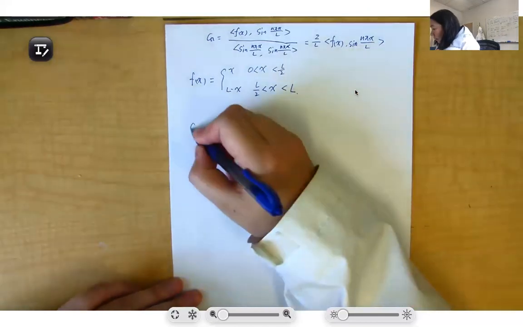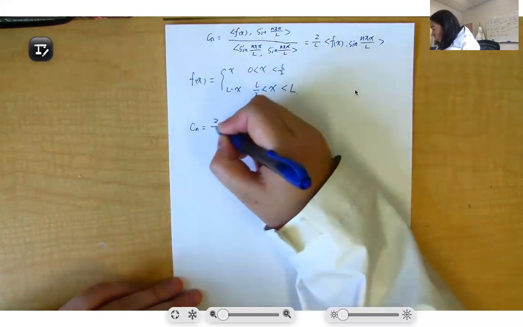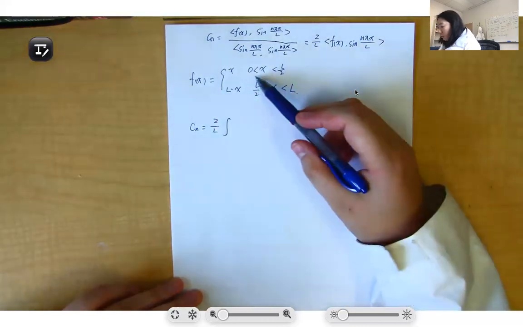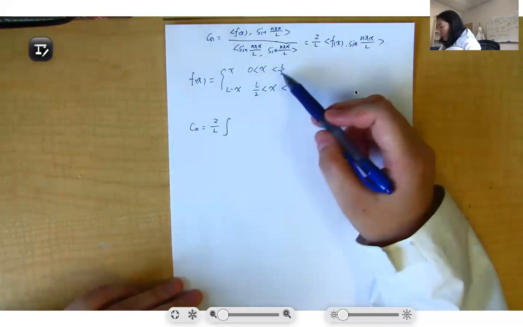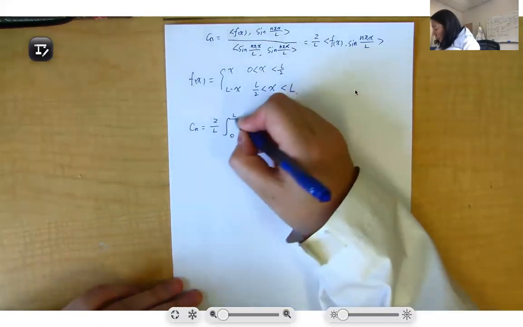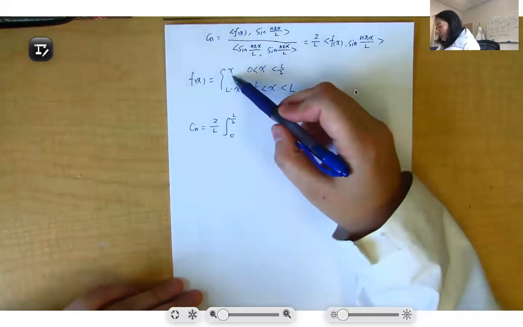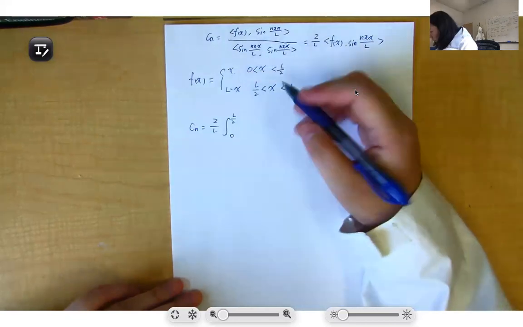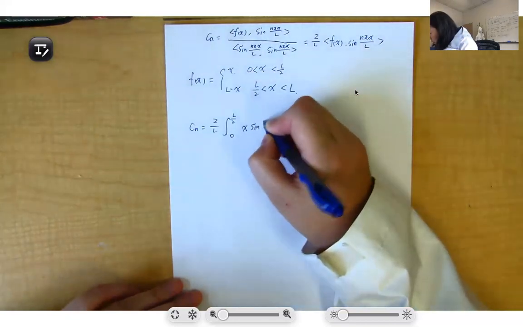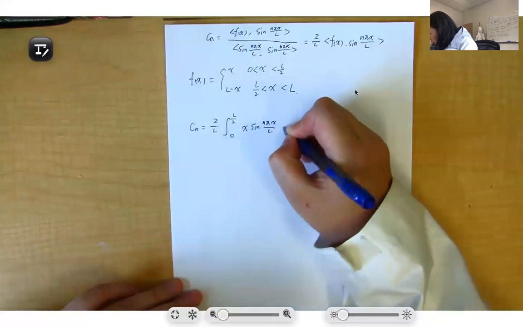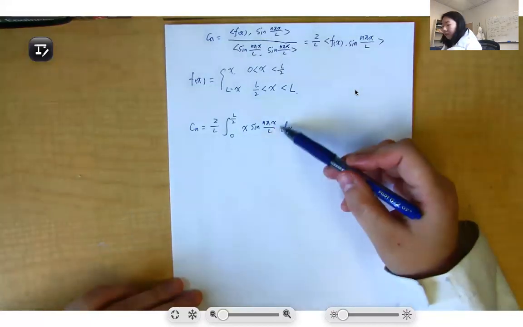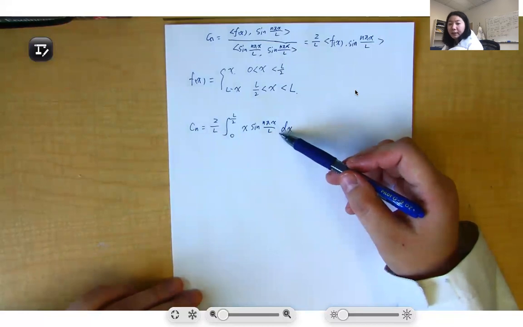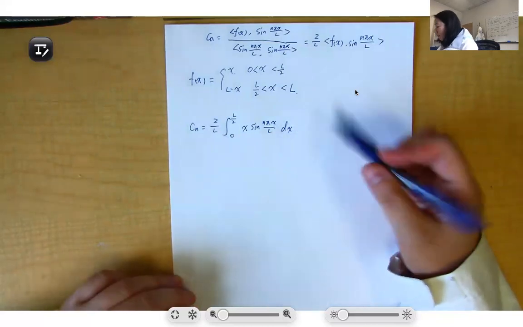So the Cn will be equal to 2 over L. The first region we will do the integral over is from 0 to L over 2, and the continuous function is x. So x times sine n pi x over L dx, because the weighting function is equal to 1 in this case, so there is no weighting function here.